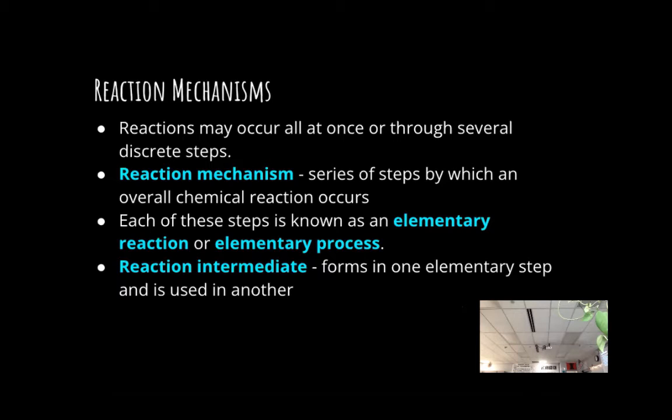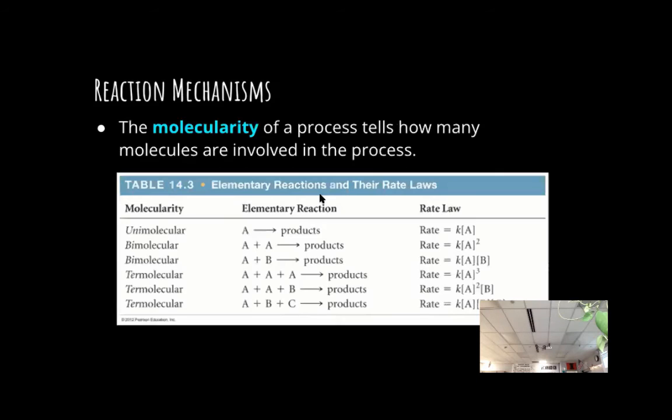We also have dealt with reaction intermediates before, even though we haven't exactly called them that. Those are the things that are produced in one step of a reaction, but then cancel out or get used up in a later step, and they don't show up in the overall equation. So a reaction intermediate is something that forms in one step. So you first see it as a product, and then it becomes a reactant and gets used up.